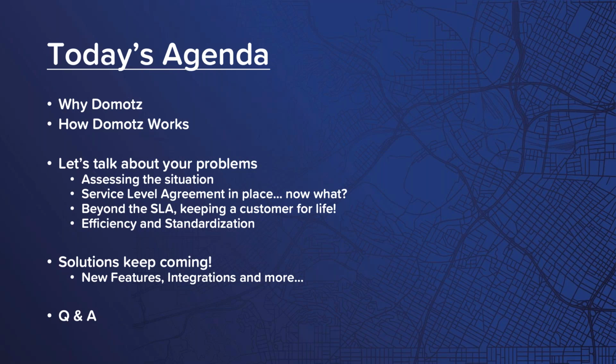Over our agenda, we'll talk about what Domotz is, how Domotz works, but then we want to talk about different problems that we get questions about from various customers of ours, right? One, how do we assess the problems? When we have a service level agreement in place, what do we do with that? How do we keep a customer going with us? We'll talk about reporting and some of the benefits there, and then we'll talk about how we help you be more efficient and hopefully standardize all your customers on a solution like Domotz and how that can help you. And then at the end, I'm going to leave it to Giancarlo, our CTO, to talk about some of the newer features that are coming, some integrations we have on the horizon, and some more. And then we'll get to the Q&A.